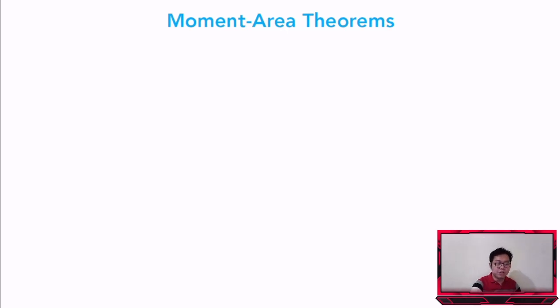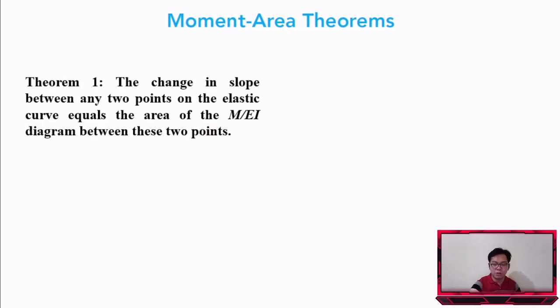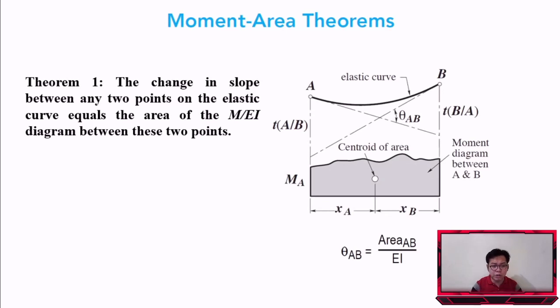Okay? So, yung first theorem natin, itong first theorem natin, guys, magagamit natin to solve for the slope at a certain point. Okay? So, check muna natin yung theorem 1 natin. Okay? So, the change in slope daw between any two points on the elastic curve is equal to the area of the M over EI diagram between these 2 points. So, anong ibig sabihin nito?